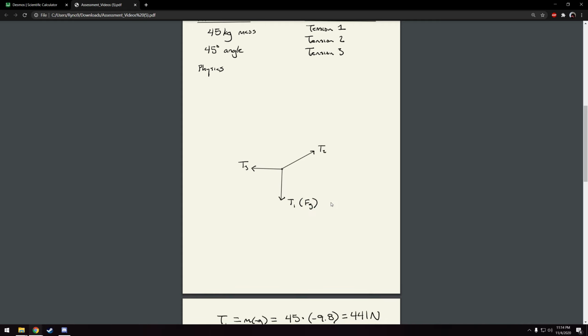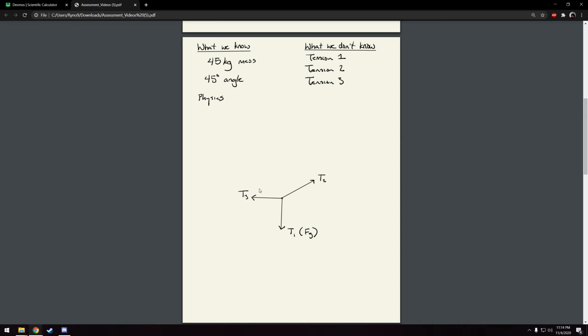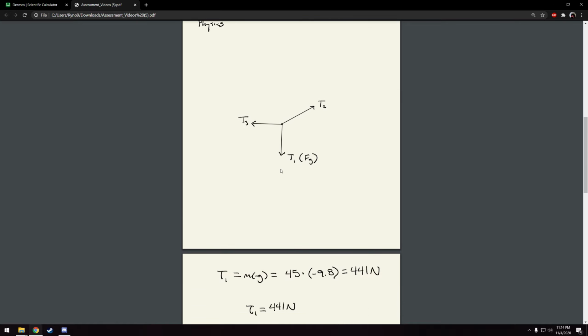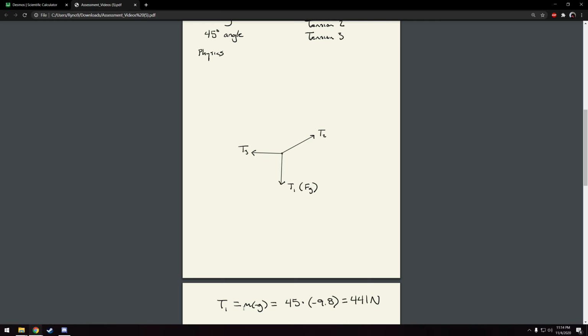Now with that being said, T1 we can already figure out is going to be equal to the acceleration of gravity times mass, because this 40 kilogram ball is the only thing acting on T1 that's pulling it down, right? T1 is being held here by the force of gravity acting on this ball, so we can find out that mass times negative g is going to be equal to T1, which is going to be equal to 441 newtons. I'm sorry I worded that terribly, but I hope you understand what I mean.